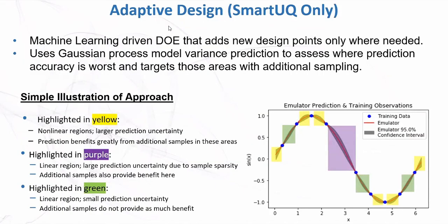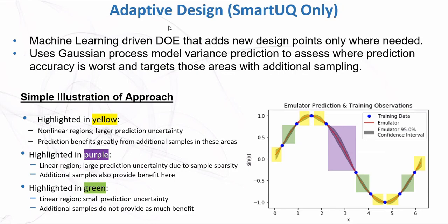So another capability that you can have in SmartUQ with the Gaussian process models is that Gaussian process models, if you're not familiar with them already, produce a variance prediction. So they make a prediction of the output, the value we're trying to predict, but they also give a prediction that we call variance prediction, which is basically a measure of the uncertainty we have in that predicted value. So that variance prediction can be used to put confidence intervals around the predictions we're making, for instance.